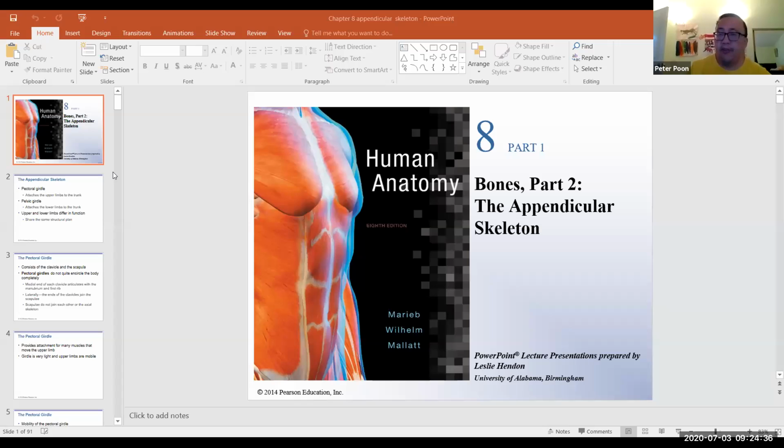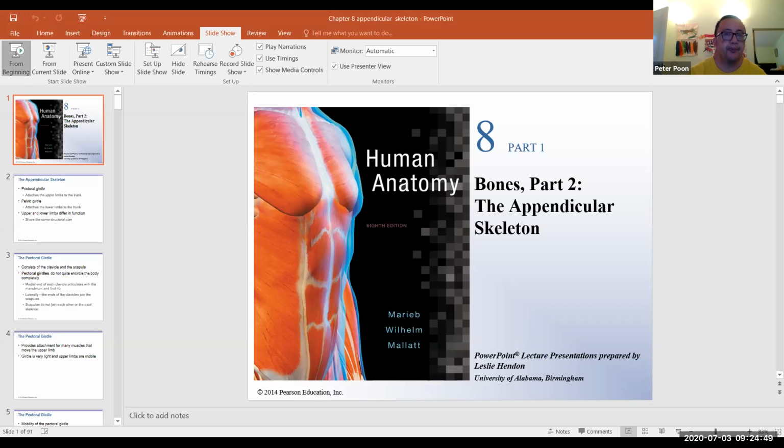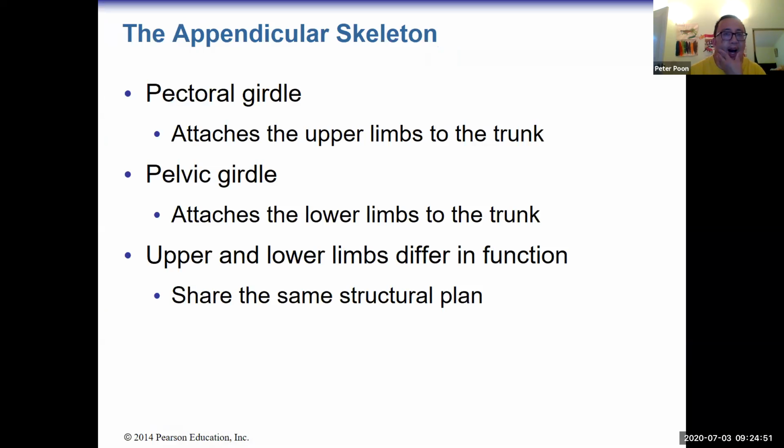Okay, now we're going over the appendicular skeleton. Again, the appendicular skeleton refers to arms and legs and the girdles which hook them into the body. You have a pectoral girdle and a pelvic girdle. The pectoral girdle attaches the upper limbs, and the pelvic girdle attaches the lower limbs.